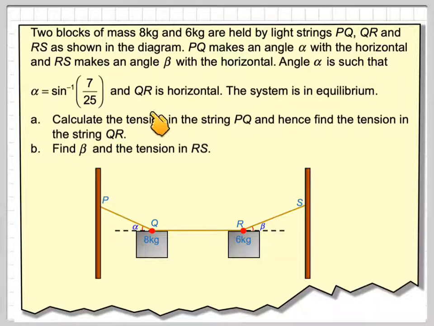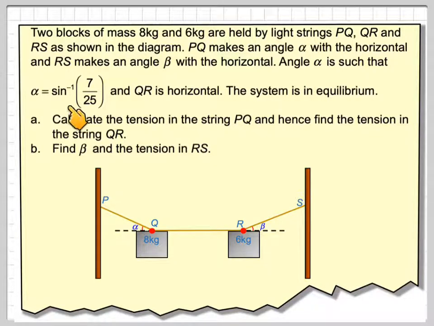Angle alpha is such that alpha is sine to the minus 1 of 7/25, and QR is horizontal and the system is in equilibrium. Calculate the tension in the string PQ and hence find the tension in the string QR, and then find beta and then the tension in RS.